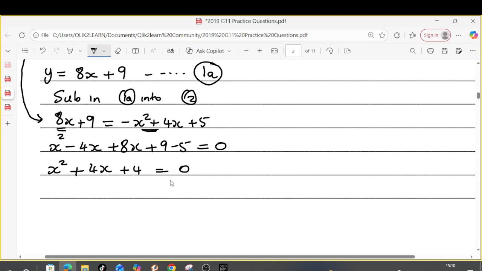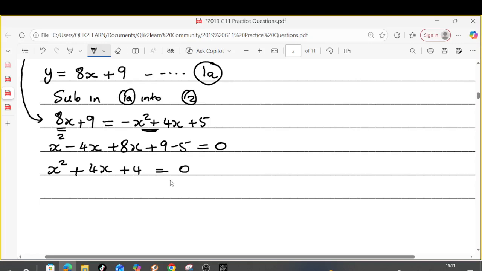Wait, do we have something like this? I think it's going to be difficult for us to factorize something like this. Can someone check if we made any mistake? Please go through the problem and tell me if we made any mistake. Thank you very much. KB, I see you. What happened here? x squared plus 4x plus 4, 8x plus 9 minus 5. I think everything is good, right?